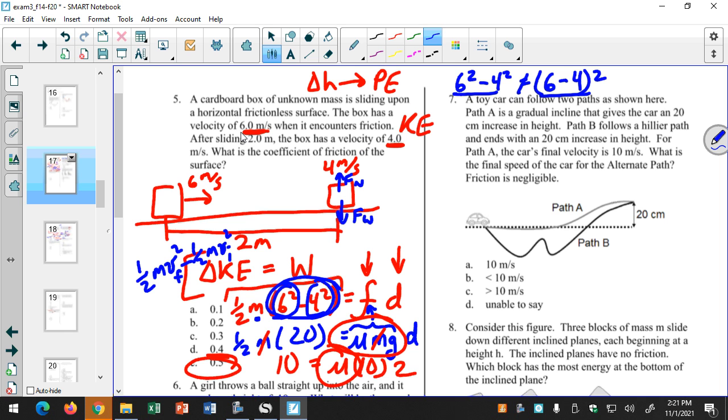Oh yeah, you're right. That is the initial, but no, it doesn't really matter. I'm just looking for the difference in the energy. Okay?